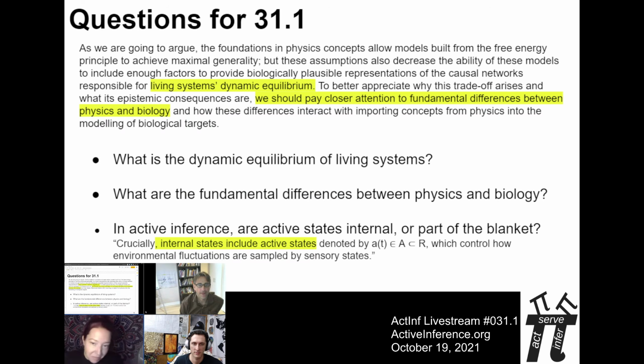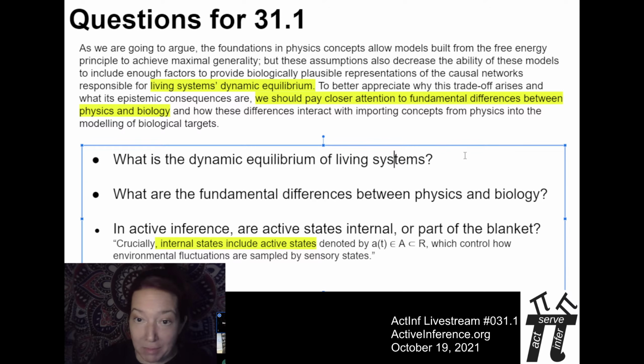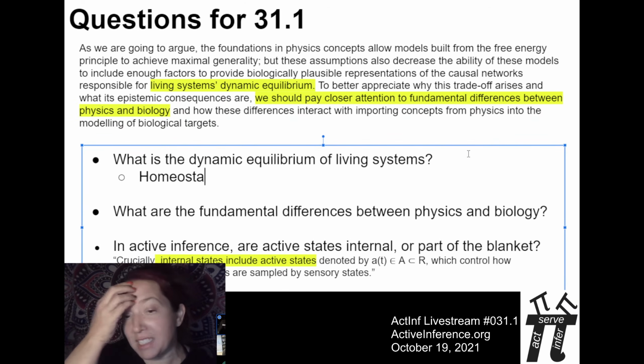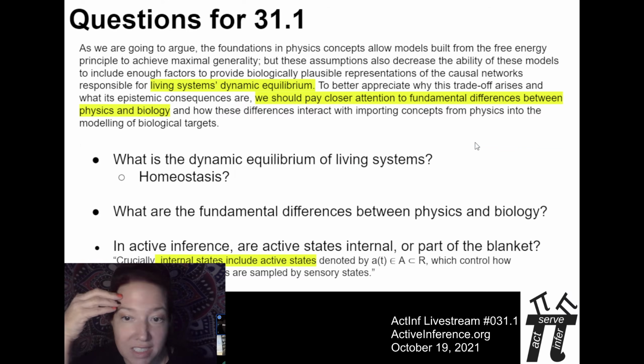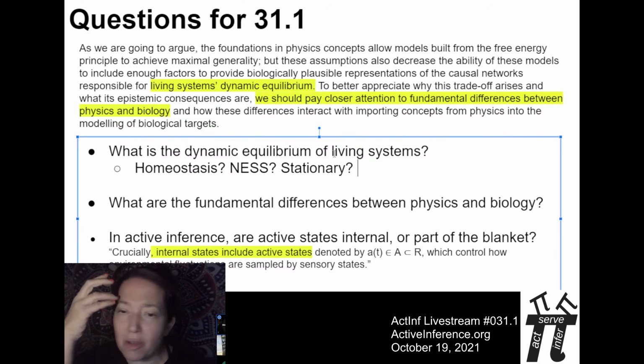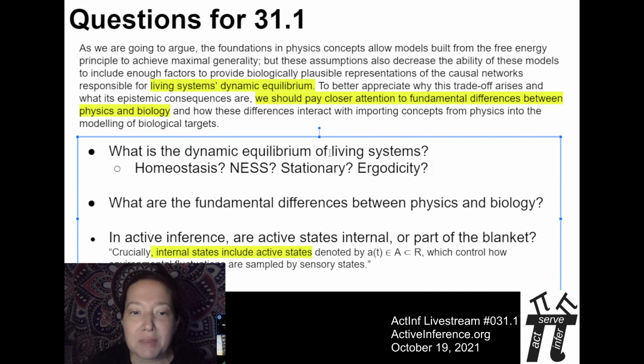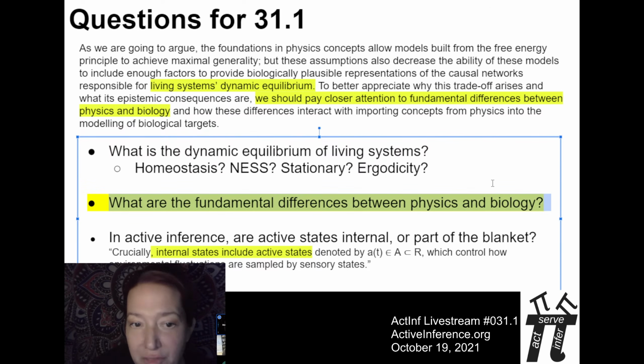Well, as I mentioned earlier in this live stream today, the dynamic equilibrium of living systems, I'm not understanding that at all. Maybe that's homeostasis, but homeostasis is not, in my mind, dynamic equilibrium. I think Bayesian mechanics for stationary processes and the idea of a non-equilibrium steady state density supersedes this concept of dynamic equilibrium, because homeostasis is not equilibrium. That bends my brain a little bit when I've been reading this paper. It also says here, we should pay closer attention to fundamental differences between physics and biology, and how these differences interact with importing concepts from physics into the modeling of biological targets.